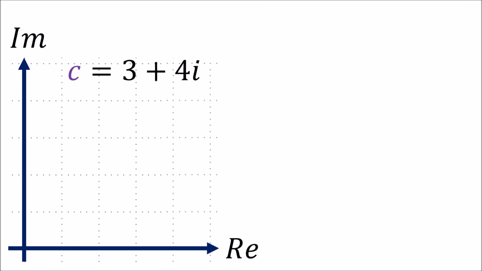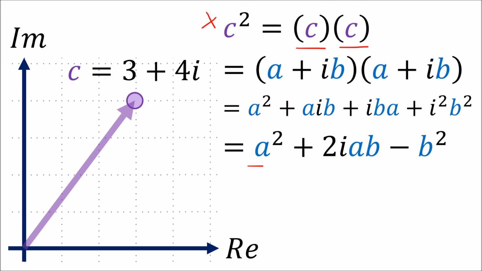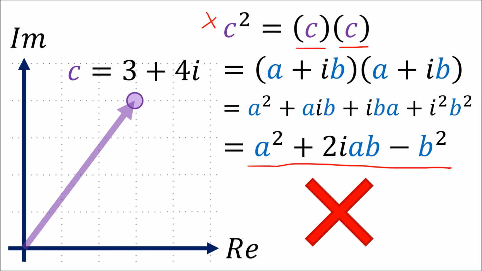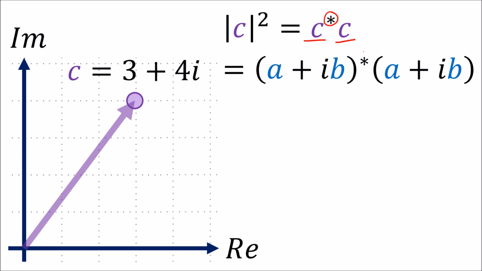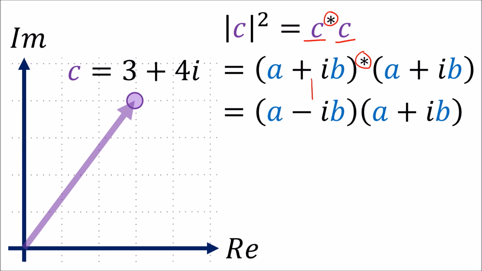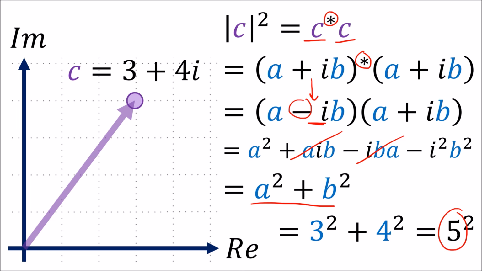If we have the complex number c equals 3 plus 4i, we don't get its squared magnitude by doing c times c, as this gives us another complex number, and magnitudes must be real. Instead, the squared magnitude is given by c times the complex conjugate of c, which is denoted with this star, and flips the sign of the imaginary part. This results in the correct magnitude of c, which is the real number 5.